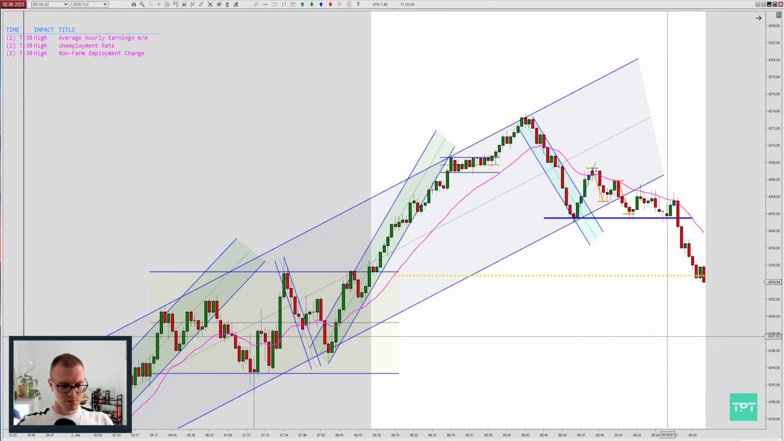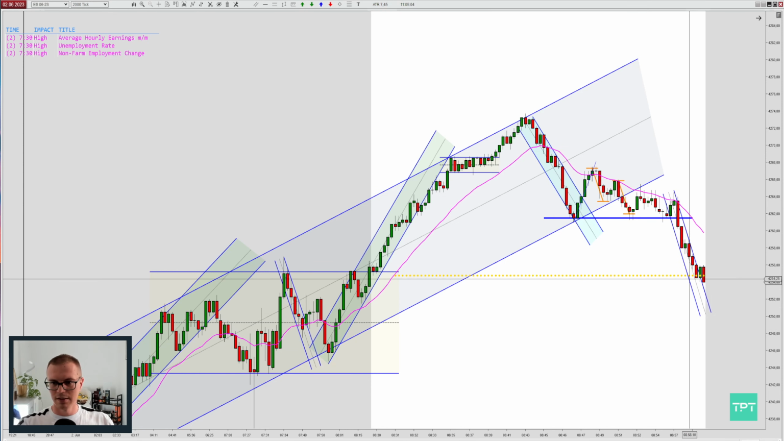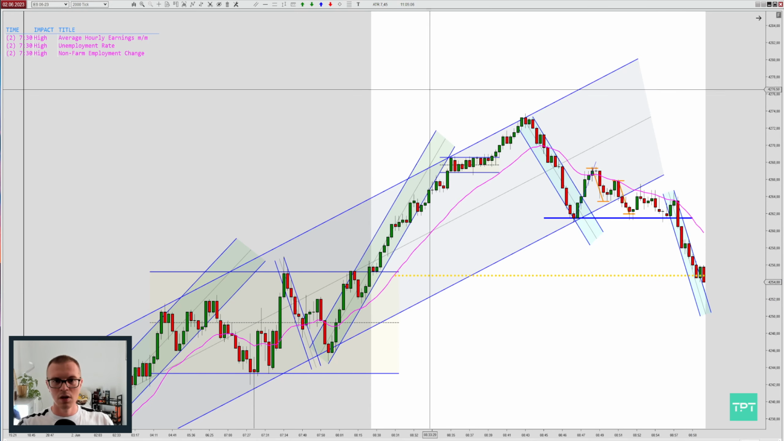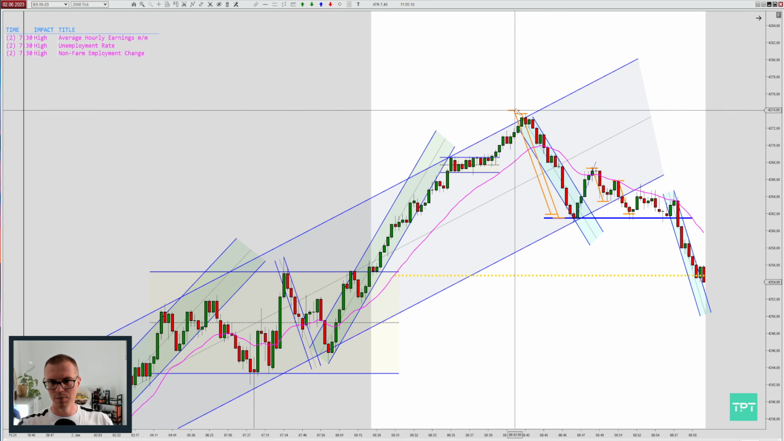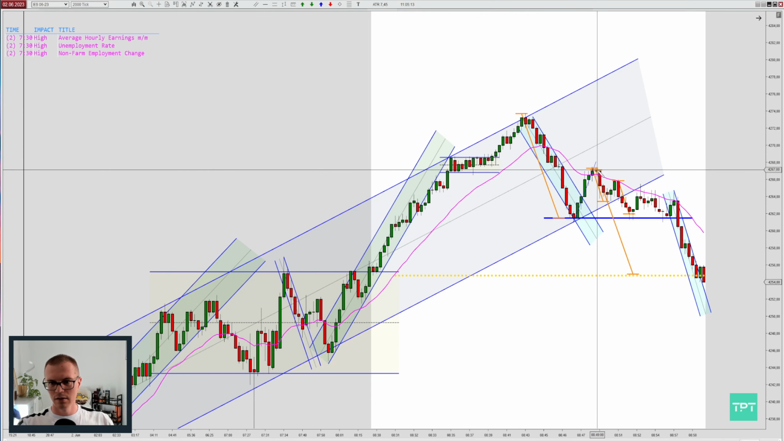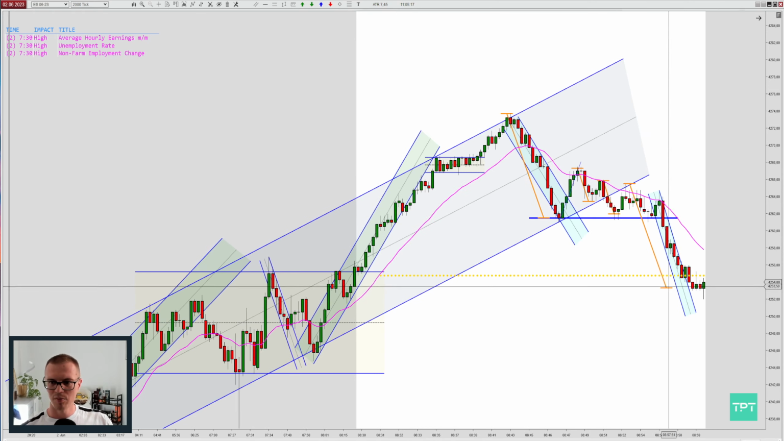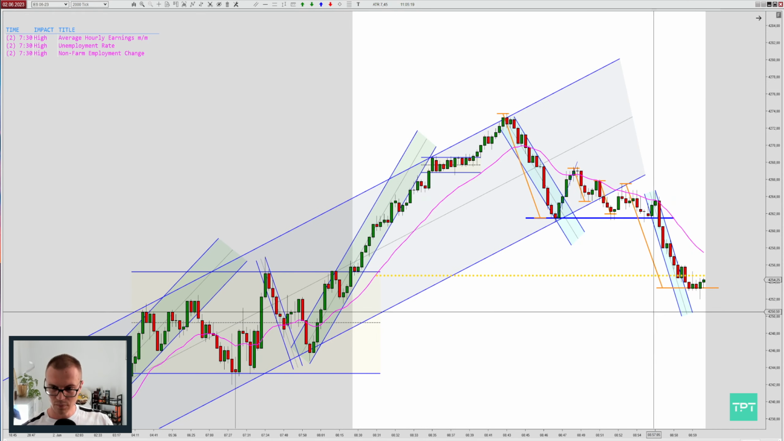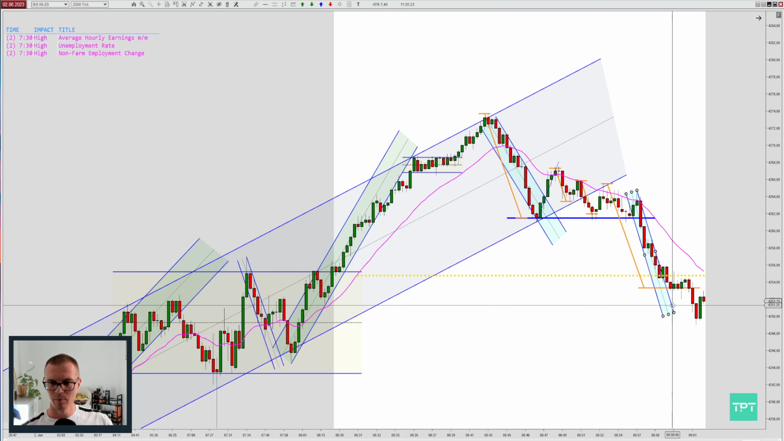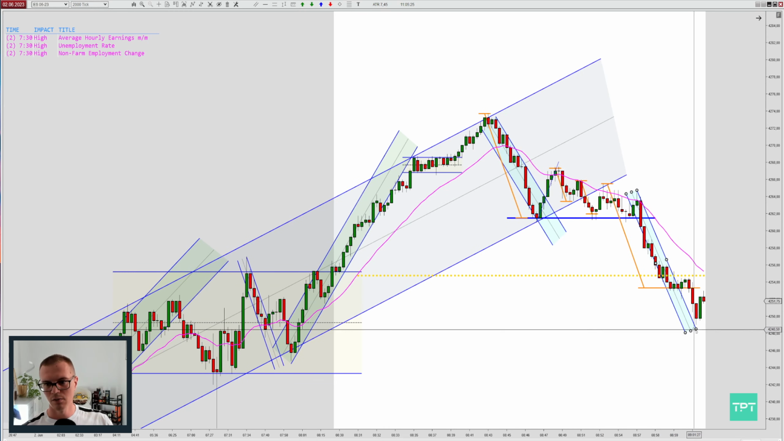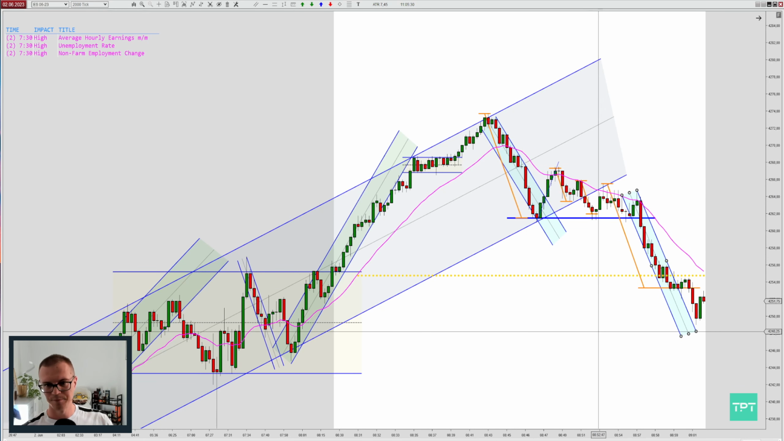I think it's time to draw a shorter term channel. That one, something like this. Maybe we can also try to measure some legs here. So this would be the first leg, and something like this for a second leg. So let's see how prices are moving. We are hitting our second leg here, but prices are moving lower and lower. So maybe there is even a bigger downtrend here in play.